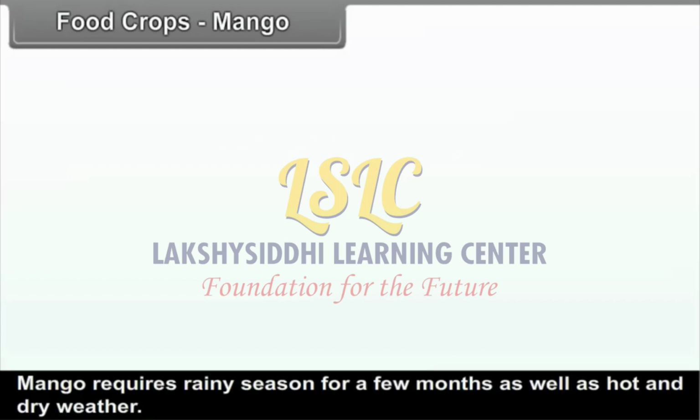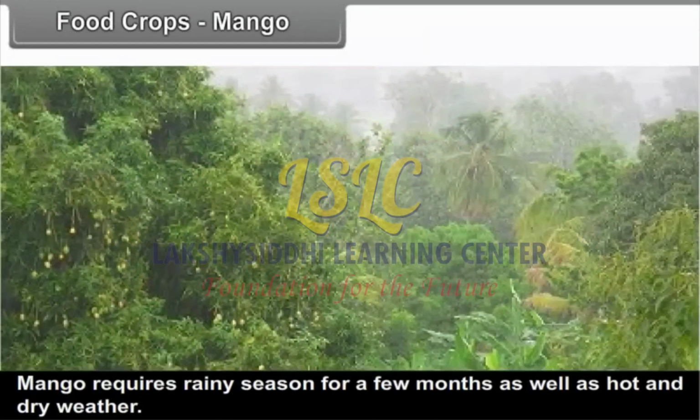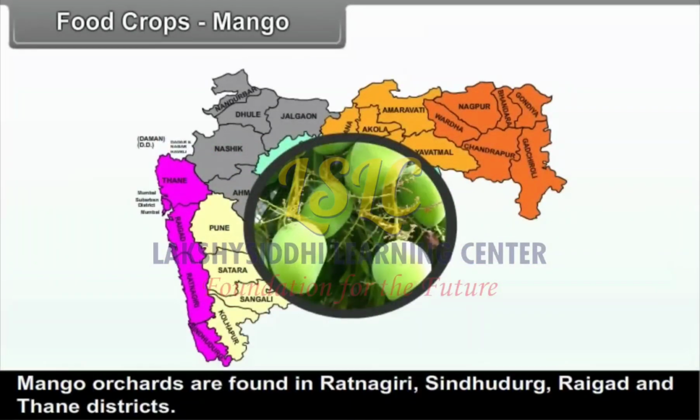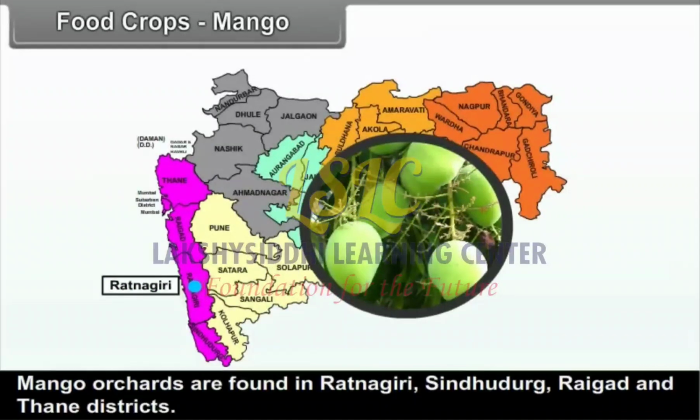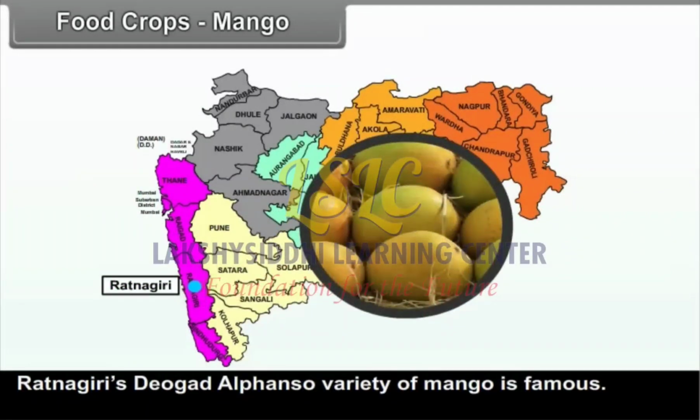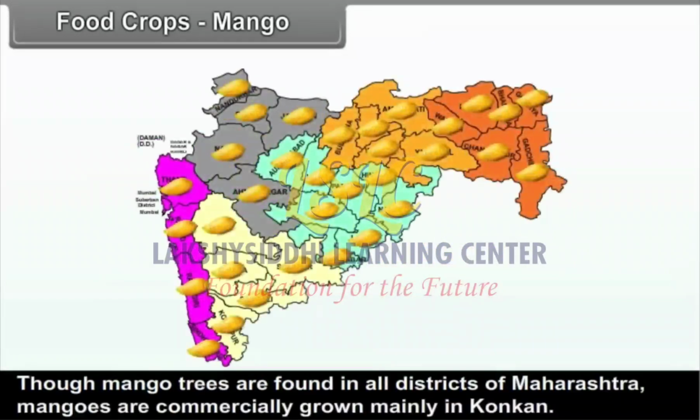Mango. Mango requires a rainy season for a few months as well as hot and dry weather. Mango orchards are found in Ratnagiri, Sindhudurg, Raigad and Thane districts. Ratnagiri's Devgad Alfonso variety of mango is famous. Though mango trees are found in all districts of Maharashtra, mangoes are commercially grown mainly in Konkan.